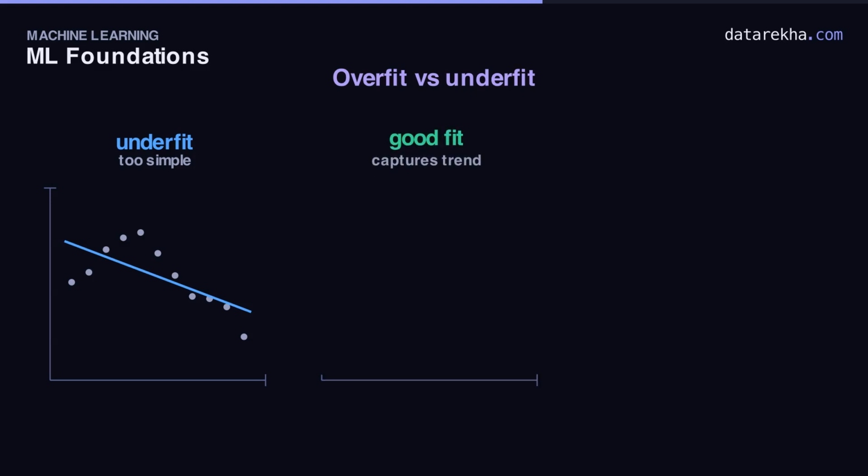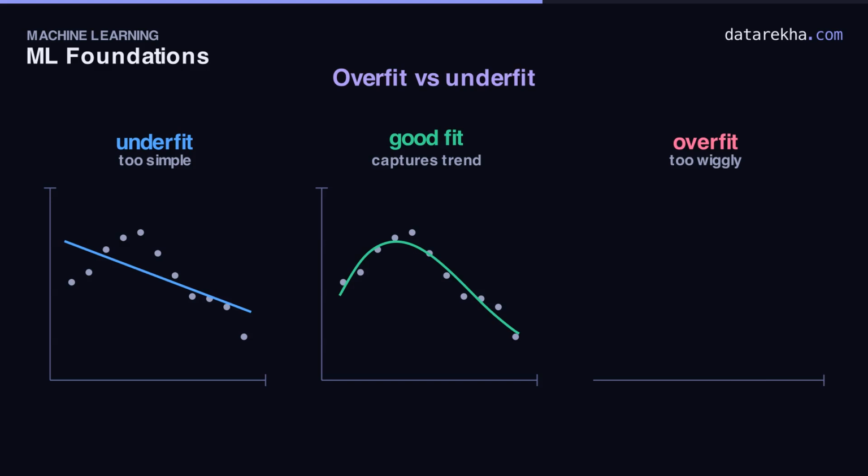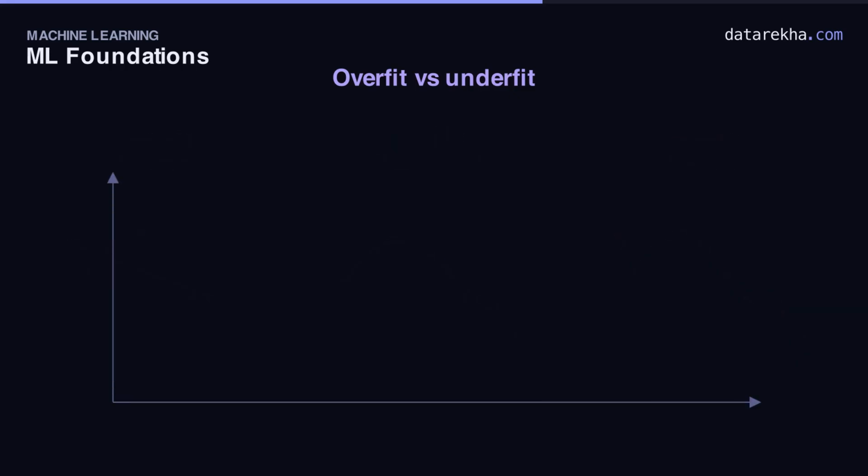In the middle, a model with just enough flexibility. It curves to follow the real trend without chasing every wobble. This is the sweet spot, a good fit that captures the pattern, and it'll generalize well. And on the right, a model that's far too flexible. It contorts itself to pass through every single training point exactly. Training error near zero. But look how wildly it swings between them. That's overfitting. It's memorized the noise, not the signal. High variance. Now plot the story as one graph.